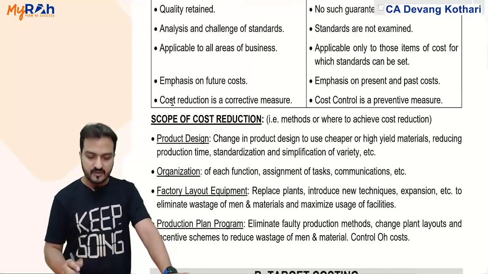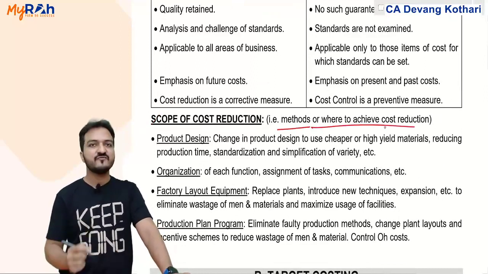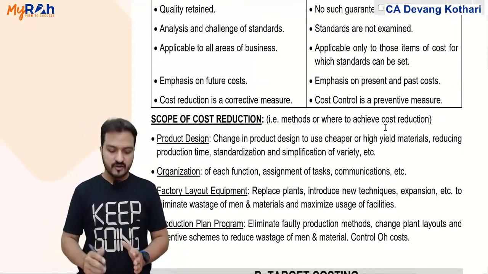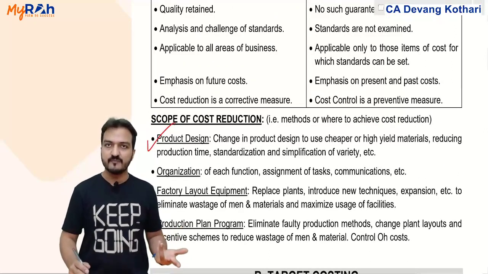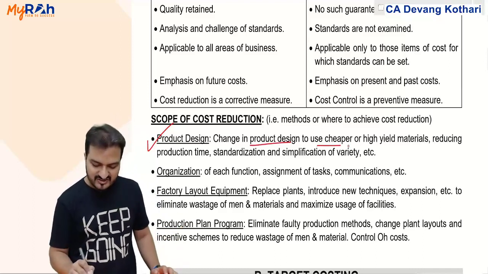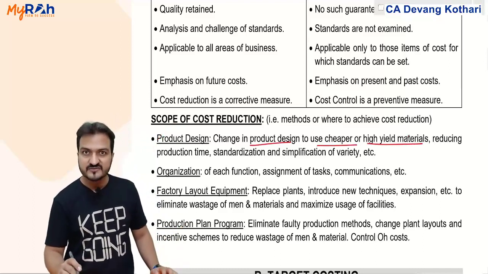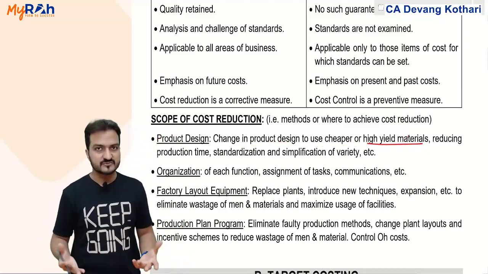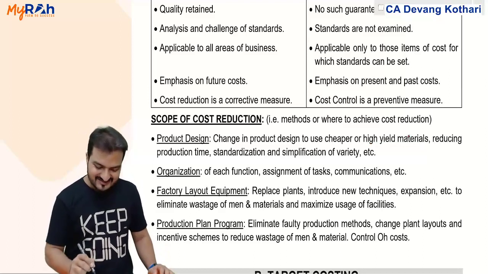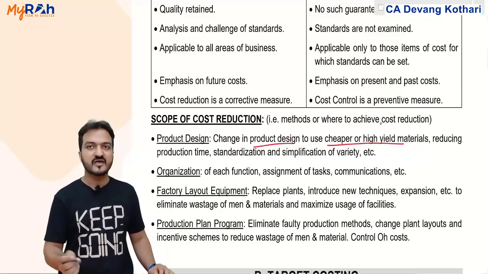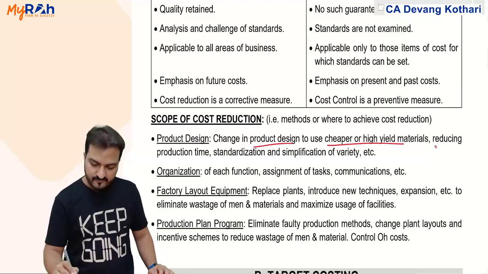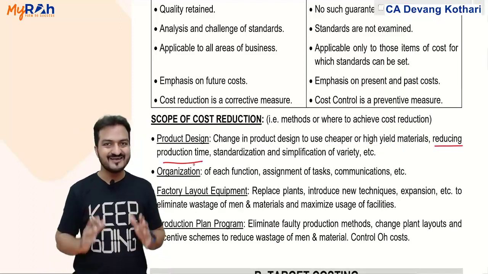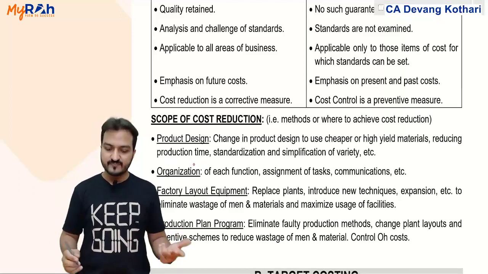Next is the scope of cost reduction. How to achieve cost reduction: methods, or where to achieve cost reduction. Like I told you, the best way to achieve cost reduction is to change the product design, to use cheaper or high yield materials. High yield materials means that with lesser material you get more products, more output. So you change the design of the product such that your materials can be used lesser, or by reducing the production time. If the time taken to produce decreases, then your overhead cost will decrease.